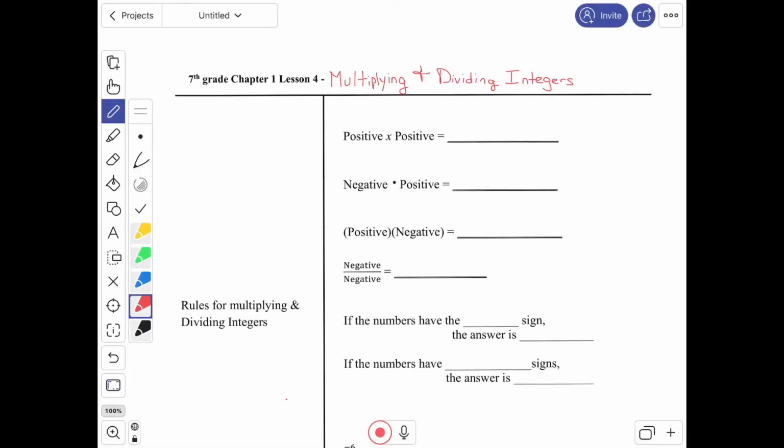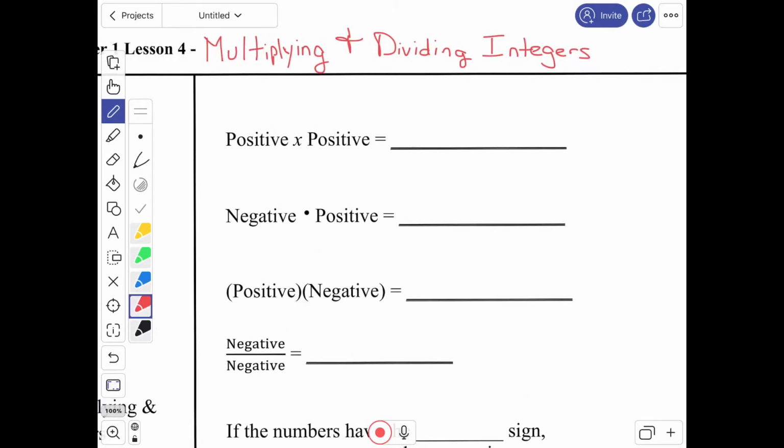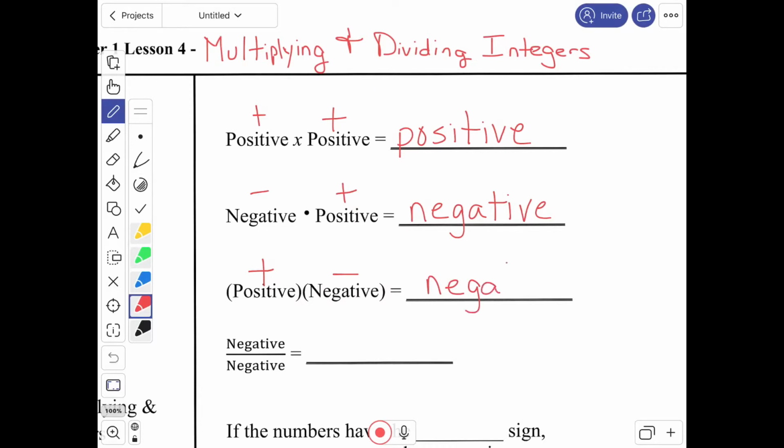Today we're on Chapter 1, Lesson 4, Multiplying and Dividing Integers. When we multiply a positive times a positive, we get a positive. When we multiply a negative times a positive, we get a negative. When we multiply a positive times a negative, we get a negative. And when we divide a negative by a negative, we get a positive.